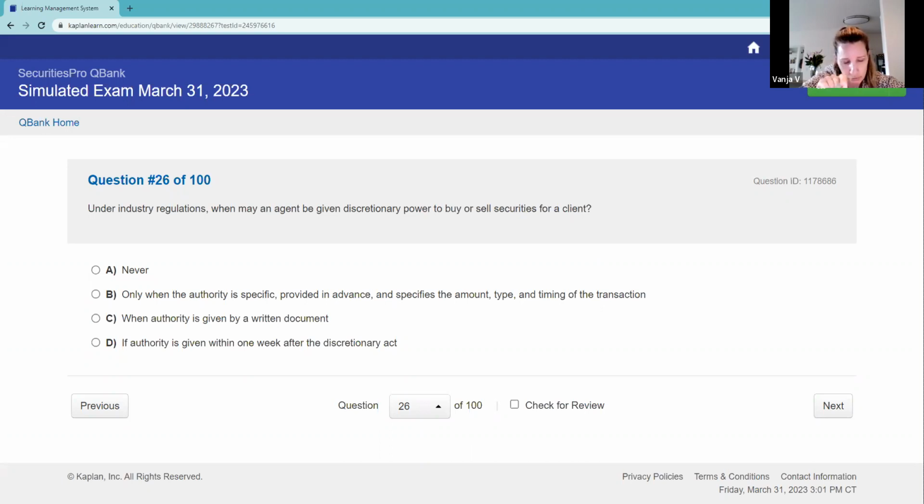So let's see, it never is also A is scratched out. Let's see, what's this one? Only when the authority is specific, provided in advance, amount, type, and timing. Time is actually not for discretion. Price and timing is not for discretion. It's action, asset, and so C.